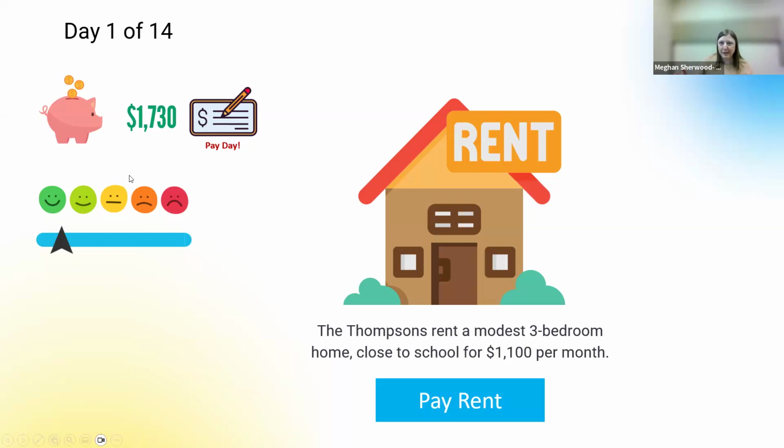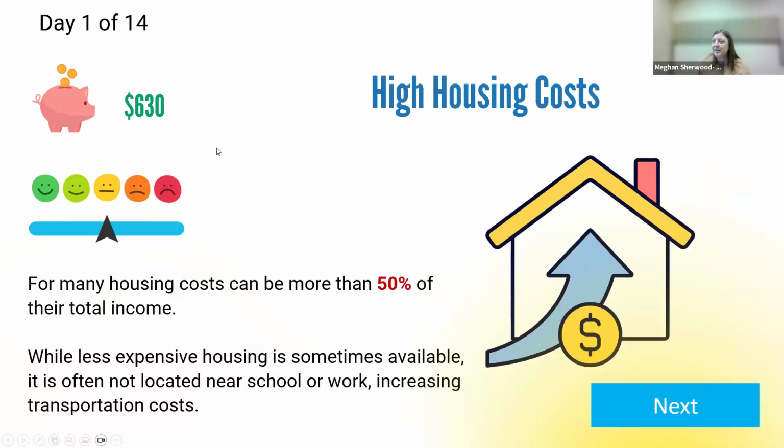As we're starting our 14-day period, day 1, we're getting paid. So that's a good way to start. We get paid, but unfortunately, we have to pay rent. We are paying rent for our 3-bedroom home, which thankfully is close to school, so that helps with some transportation. But that rent is $1,100 per month, and we just got paid, and that was $1,730. So we will pay that rent because we need to pay that. So we have $630 left after paying that rent.